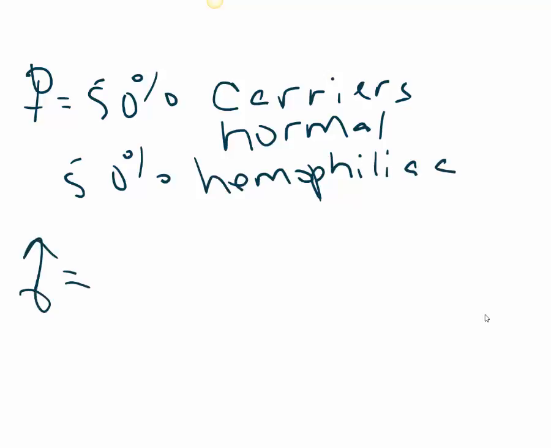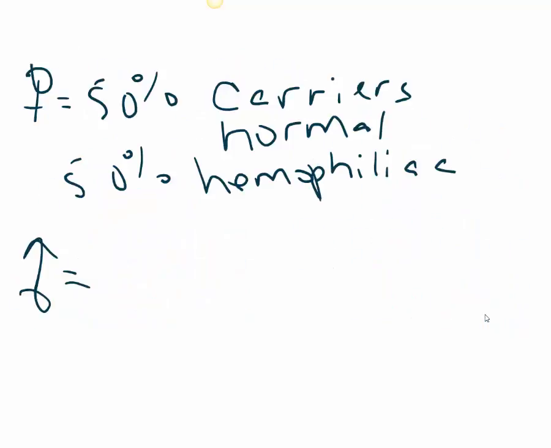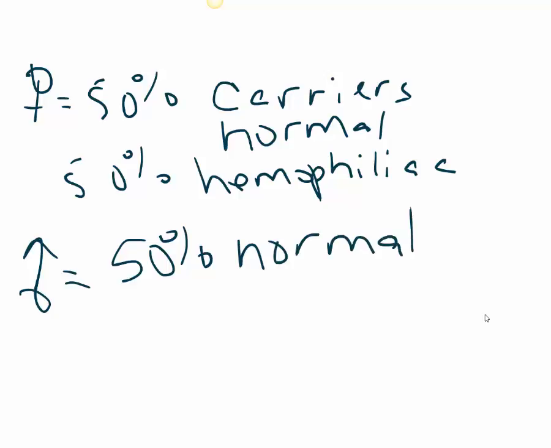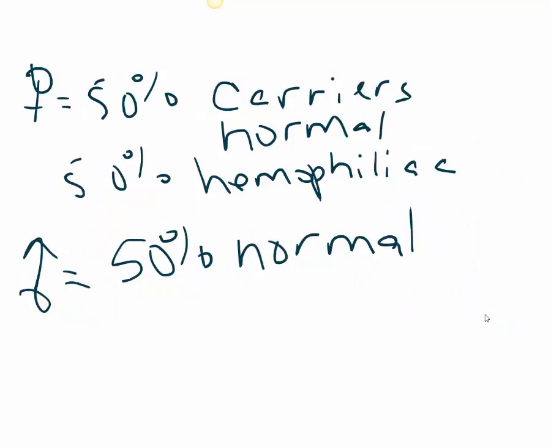Of the males, looking back, we have normal, 50%, because they have the big H, and hemophiliac, because they have the little h. So in this case, 50% normal. They are not carriers because they don't carry the little allele like the females do. We can see here the female carries that little allele, but the male, there is no allele there, so they are not carriers. And 50% would be hemophiliac.